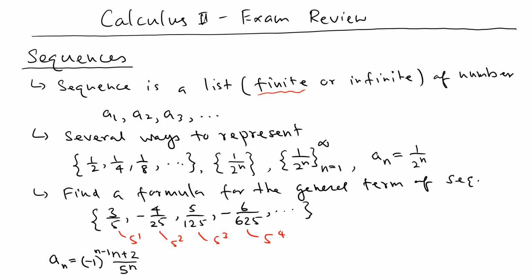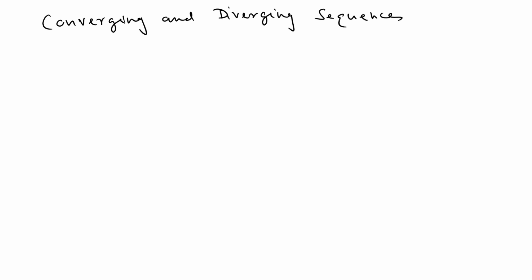Good. Now let's talk about the most important one, what we call convergence and divergence. So what is convergence and divergence? Converging and diverging sequences. Remember, a sequence is just a list of numbers, so there's nothing much. There's a big difference between a sequence and a series.